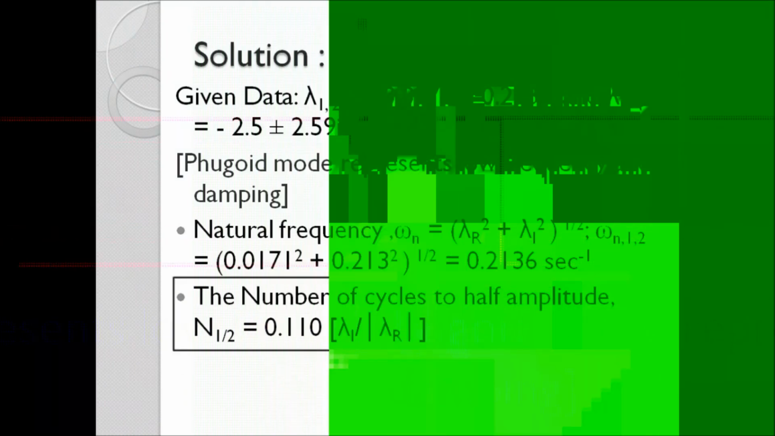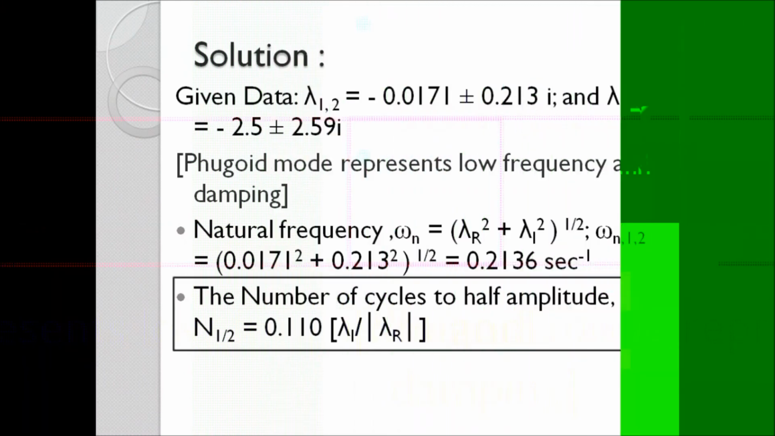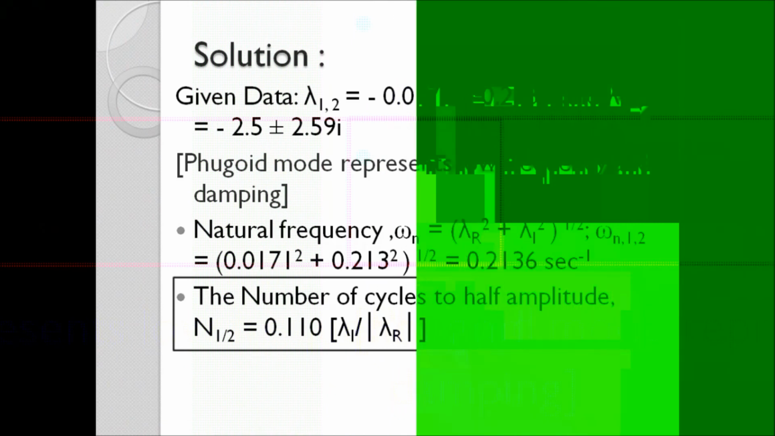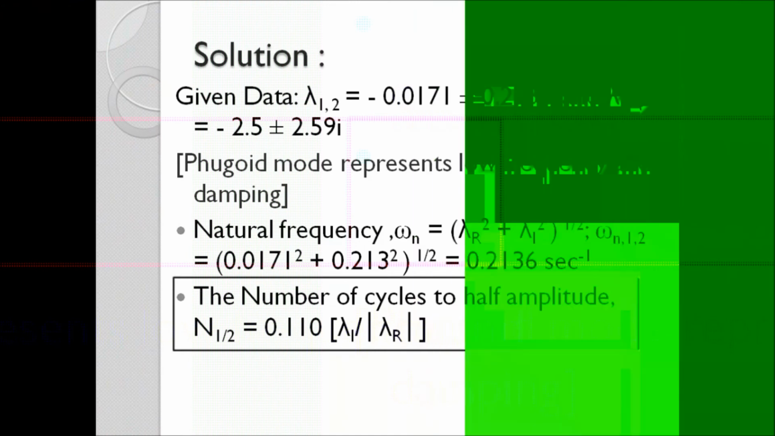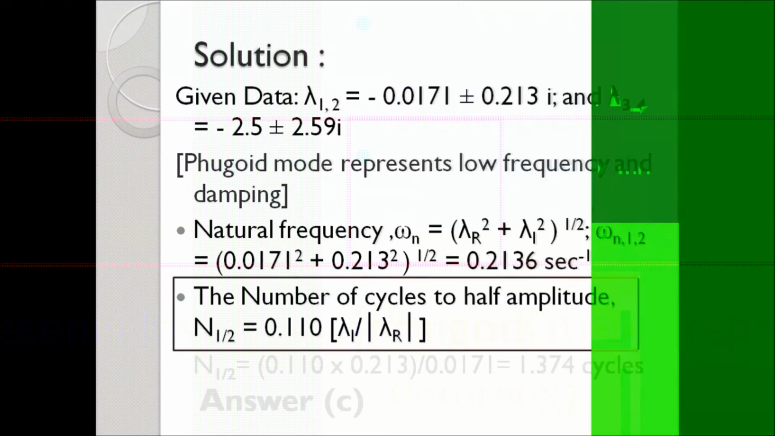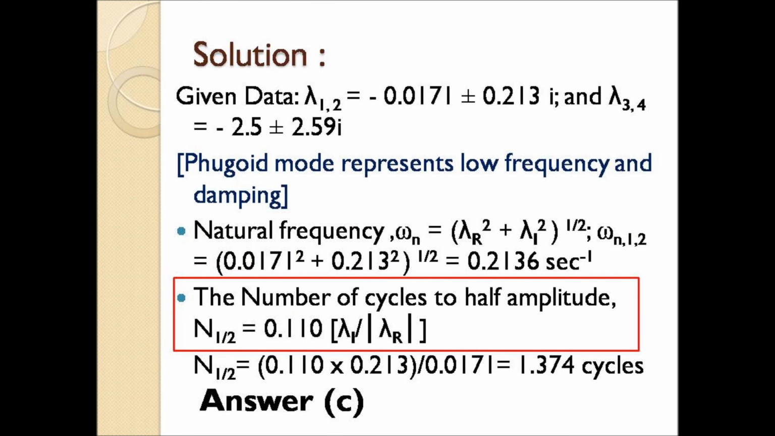What is the formula? That is capital N 1 by 2 equals 0.110, open a bracket, lambda I by modulus of lambda r. The modulus represents that if you have a negative term, it will become positive. We should not take the negative value. That's why we are using the modulus of lambda r. So once you substitute those values in this formula, you get 1.374, and that's the answer, C is the right option.